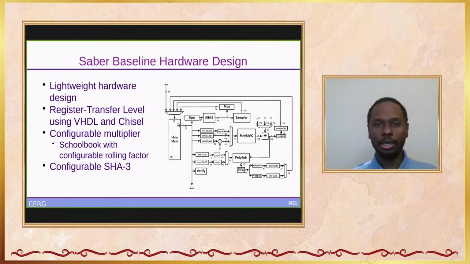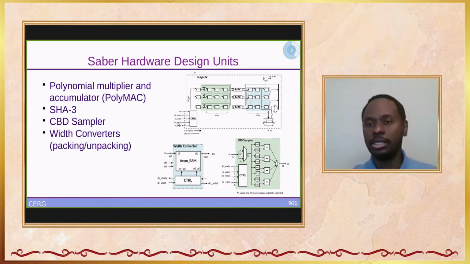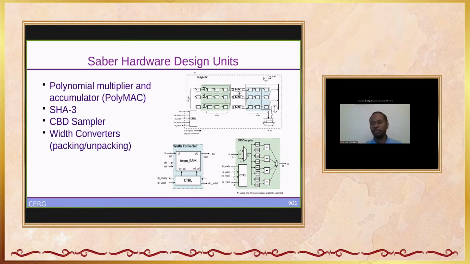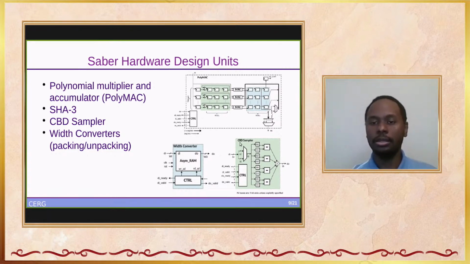For example, we have a polynomial multiplier, and the flexibility comes from the number of multiplication units that we instantiate inside of it, and that will give us an area-performance trade-off. We have also the sampler, which is responsible for getting the binomial samples. It receives its input as uniform samples, and then it calculates from those samples the binomial samples. We have also the width converters that I just discussed, and they are responsible for packing and unpacking polynomials from memory.